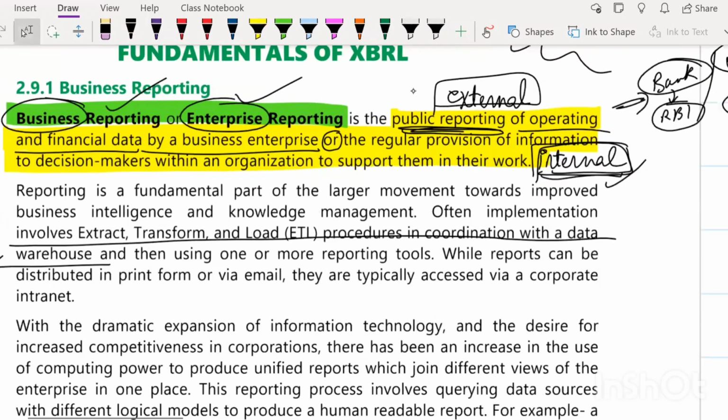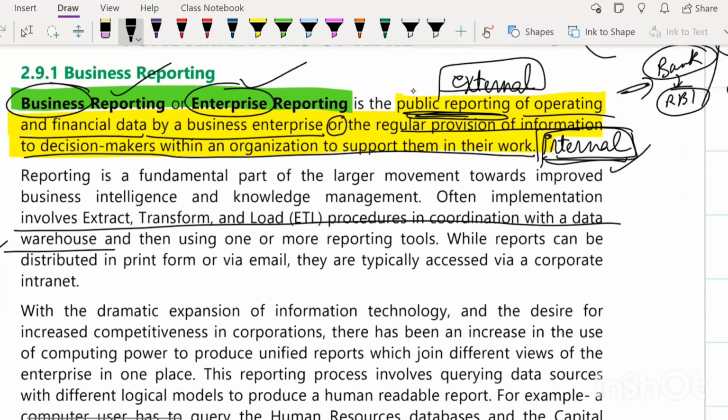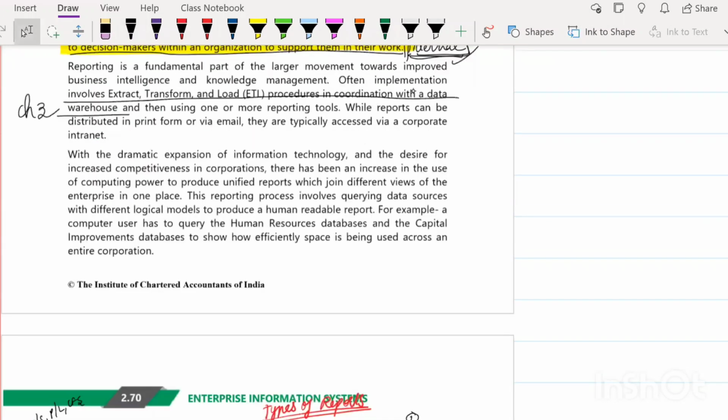Here what they do is regular provision of information to decision makers within an organization to support them in their work. So in the business, if there is regular reporting happening so that the decision makers are able to get better at the jobs that they do daily, then that reporting will also come under business reporting only.